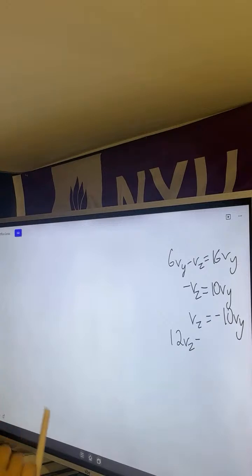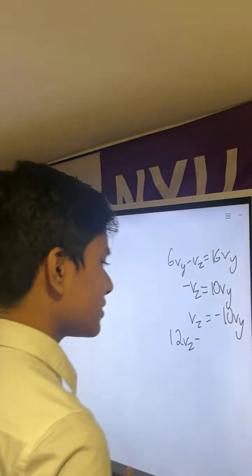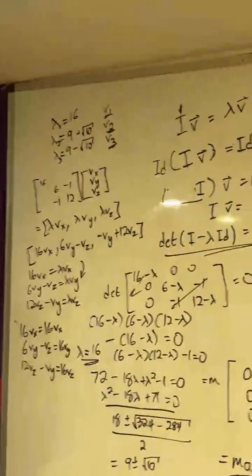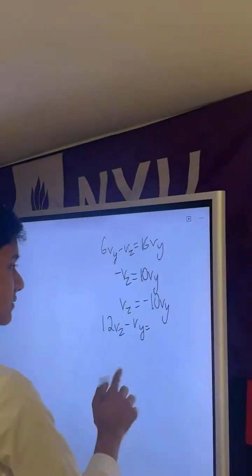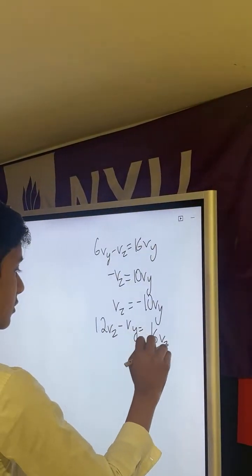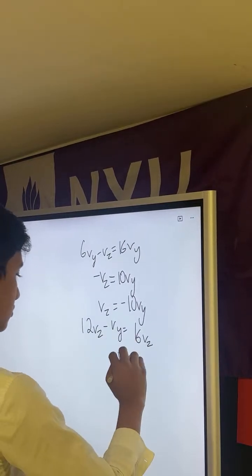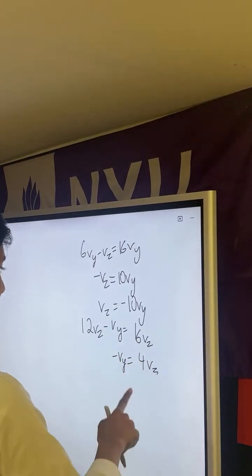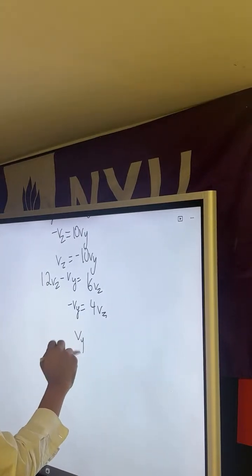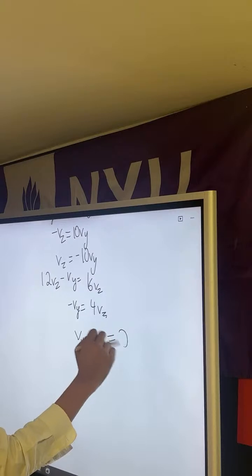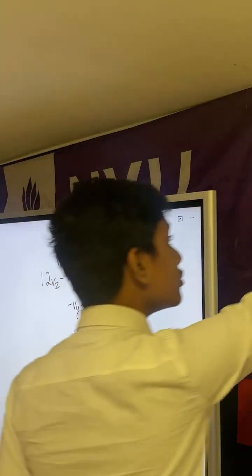Does that constitute a valid solution to this system of equations? 12 vz minus vy is equal to 16 vz, which implies minus vy is equal to 4 vz, which means this one looks like a dud. Vy has to be equal to vz has to be equal to 0 in order for this to work. So let's try the two others.